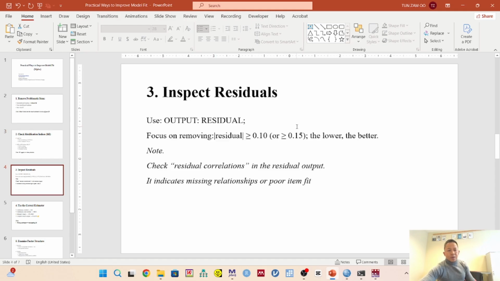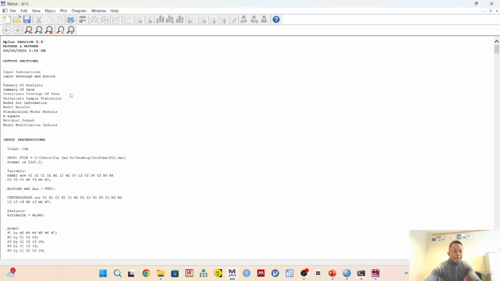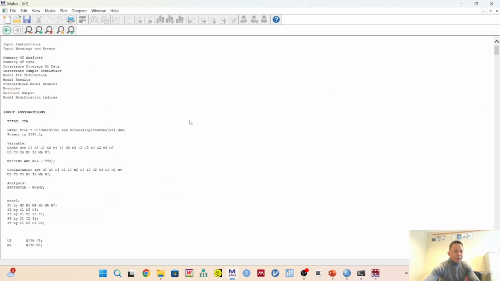And also residual. Residual means higher residual values indicate the problematic items. A residual value greater than or equal to 0.10 or 0.15 is not good. It means the lower the better. That's why we will check the residual. I will run it again. For residual, I will add a comment in the output, residual, residual. And then I will save it and run it. The modification is the same, but I will check the residual value.